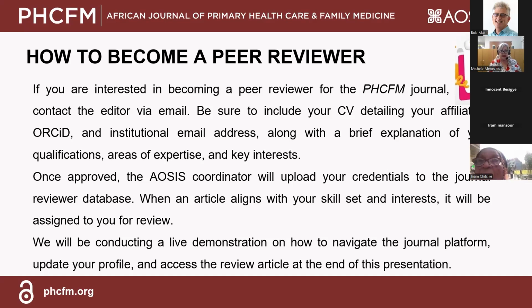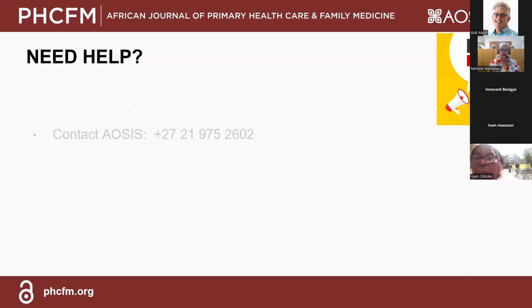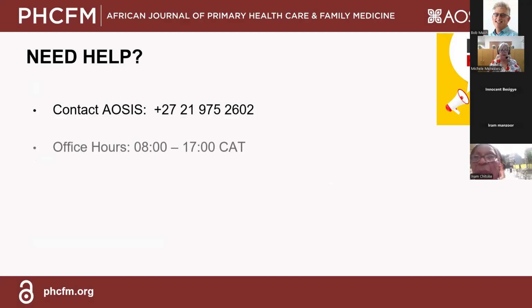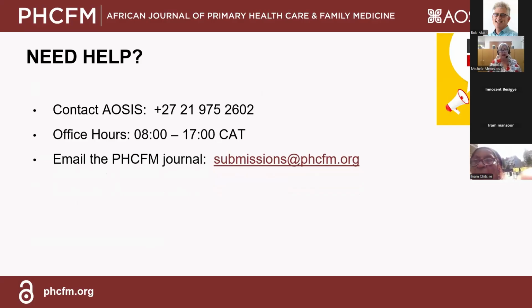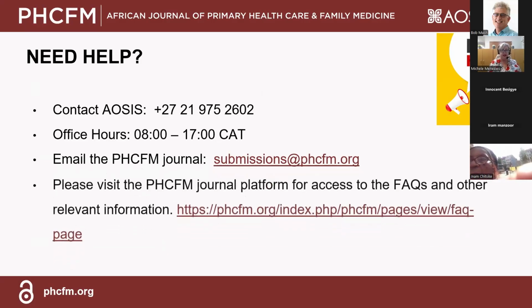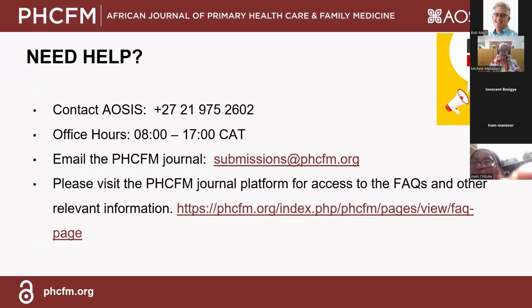So just to finish, if you need help, you can contact us telephonically. Our office is 825. You can email the journal. It will be answered the next day. Please visit the website. There are a lot of frequently asked questions, and probably that's the kind of question you're asking. They're all listed there, and it's very informative. Or you can have a look at the whole profile of PHCFM, what the guidelines are for the different articles, and familiarize yourself with the journal webpage.